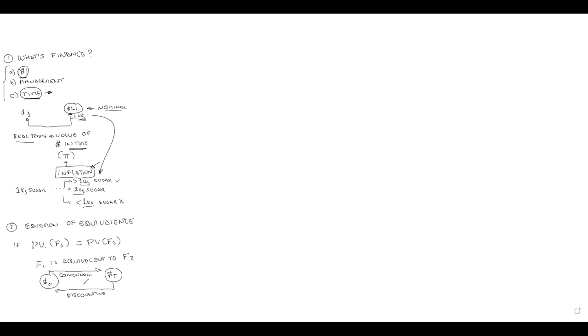Got it? So if I want to do any mathematical operation, what I need to do is I either compound, so I move the present monies to the future, or I discount, move all the future values to the present. And then once I have them in the same period of time, then I can do whatever I want. I can sum, divide, multiply, whatever you can imagine mathematically. Got it? So this is what is the equation of equivalence and why this is different from accounting.